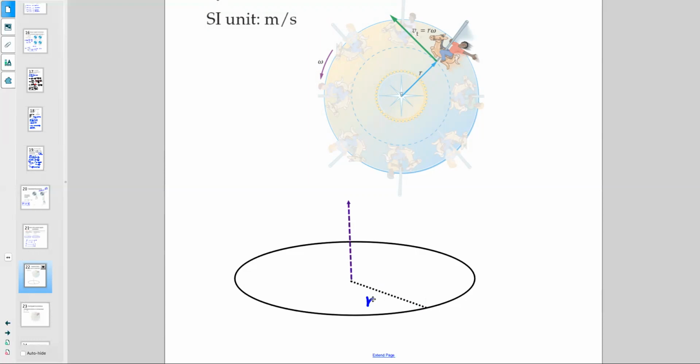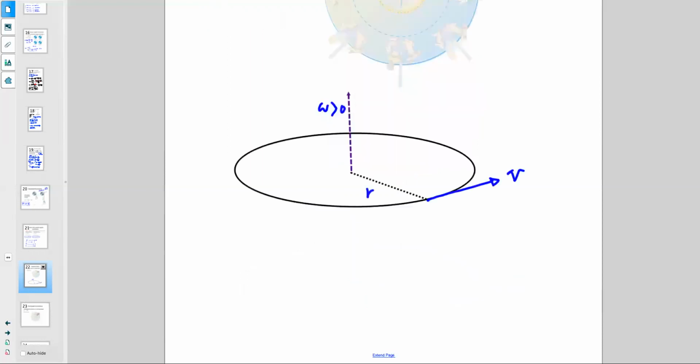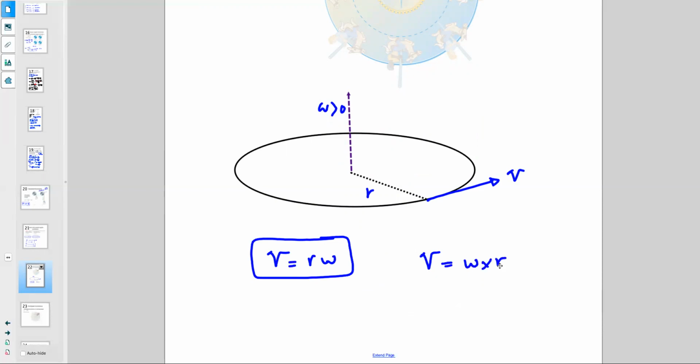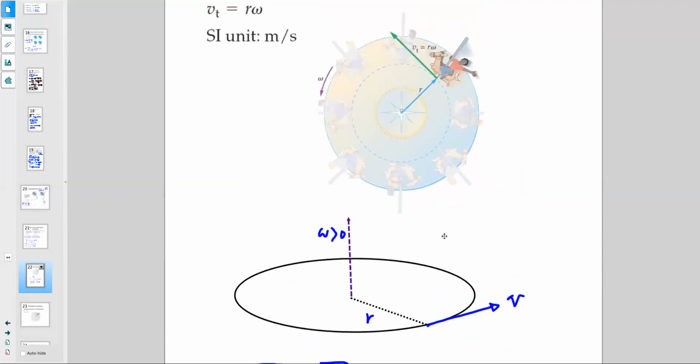So you have r here, you have omega, which is a positive number here, then this would be your tangential velocity. In order to find its value, it is r times omega. In order to understand its direction, you need to do a cross product between omega and r. I completely explained how to do it in part 1 of the video. So if you don't remember this, please go and watch the first part of the video. The tangential speed is always tangent to the path or to the circle.